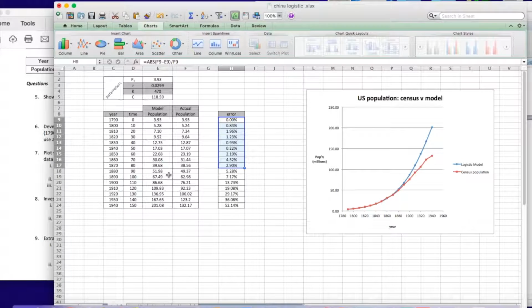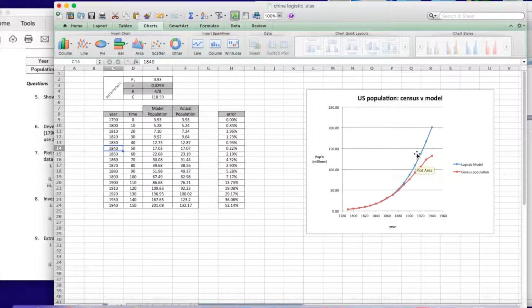Now, remember that Verhulst was around between 1790 and 1840, so we're using his ideas in developing these models. But we're extrapolating well beyond 1840. We're going 100 years beyond, and you can see what happens once we get to the late 1800s. This percentage error really starts to increase, and you can see it in the graph as well. You can see the divergence between the census population and the logistic model.